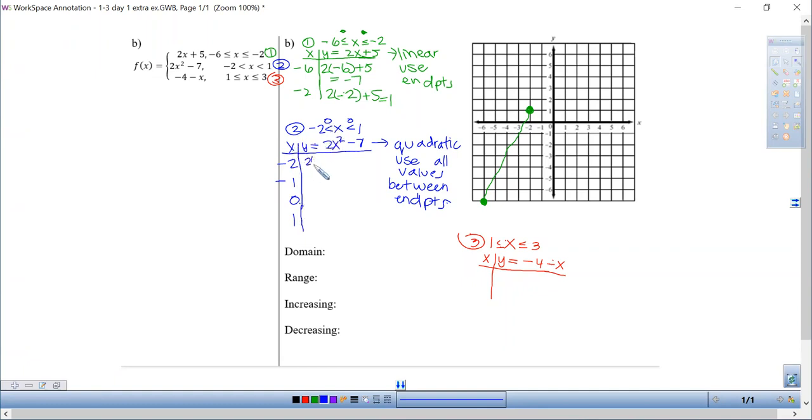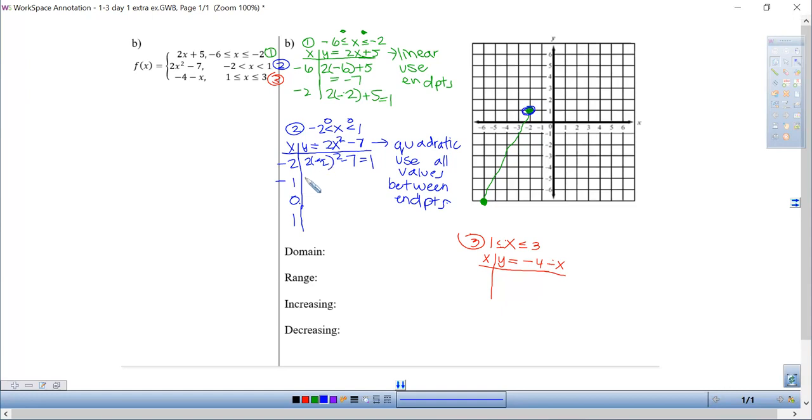So 2 times -2 squared, minus 7 gives us 1. So -2 squared is 4, times 2 is 8, minus 7 is 1. So at -2, +1, I'm going to have an open dot. We already have the filled in dot from the green piece, so I can just draw a circle around that.